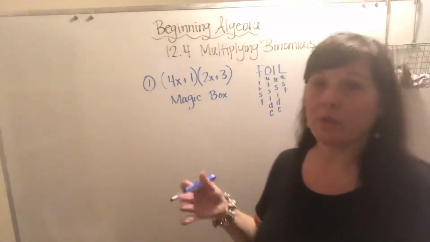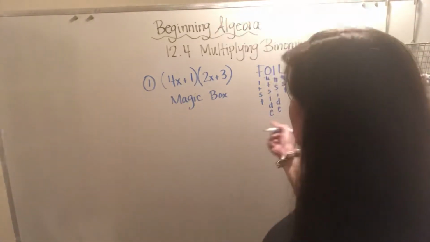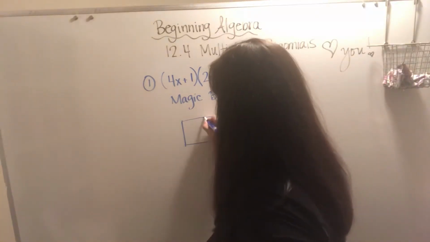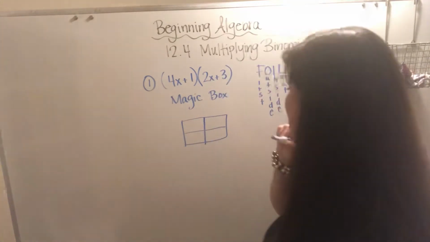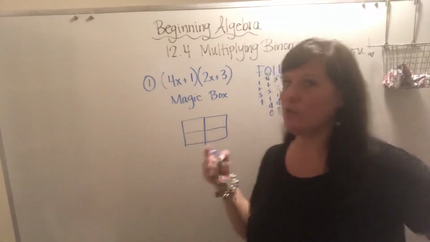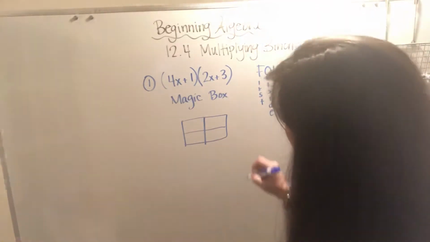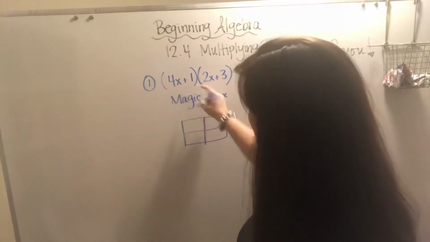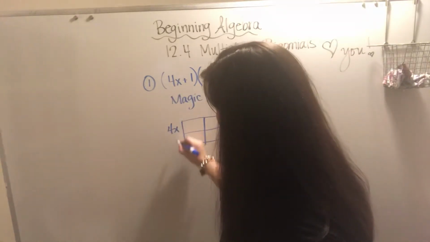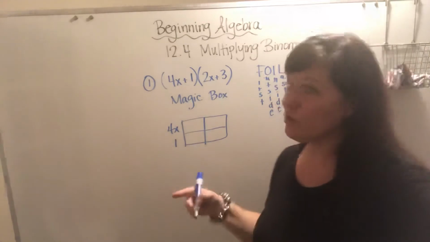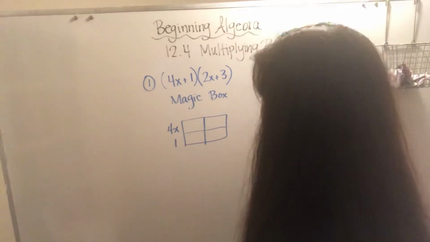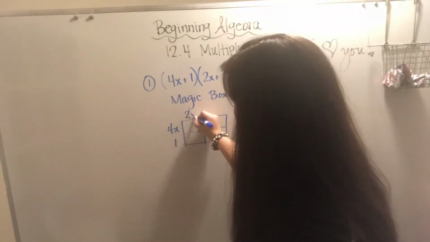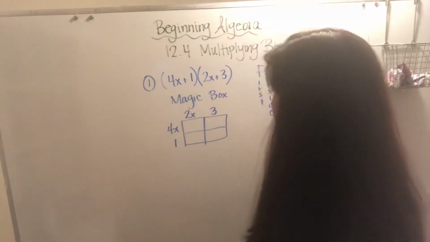I'm going to work through a couple of multiplying binomials doing both methods. You may choose the method you want to use. It doesn't matter to me. Really, it just depends how you learn. How do you organize it best? So, for magic box, what you do is you take your first binomial and you put it over here, 4x and 1. Make sure you put the signs that go with that. In this case, they're all positive. Then across the top, you put the second terms, 2x and 3.